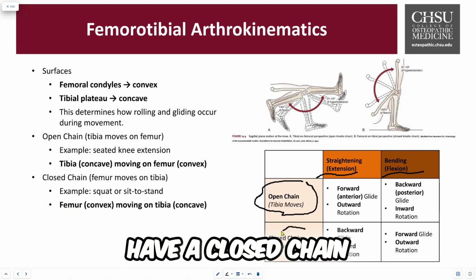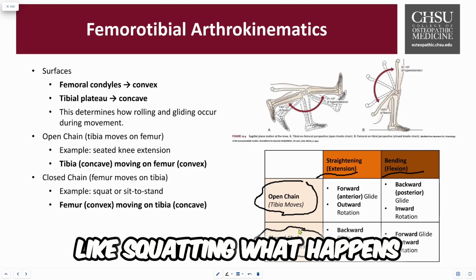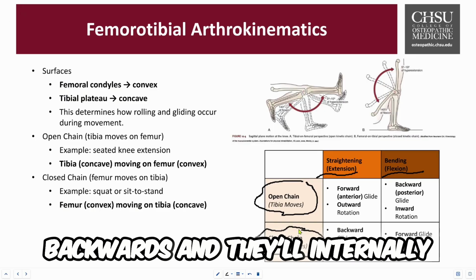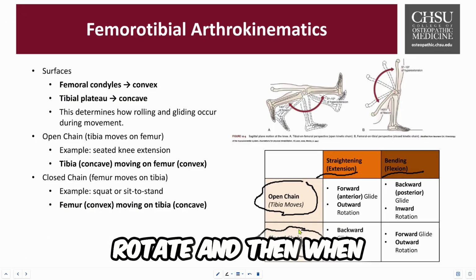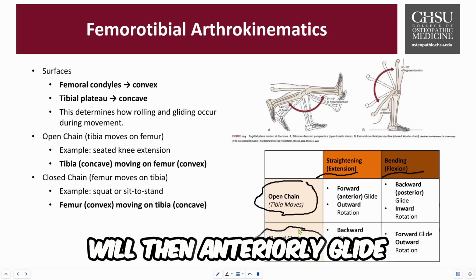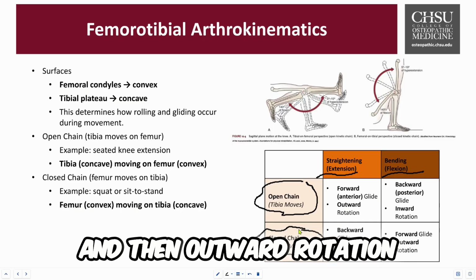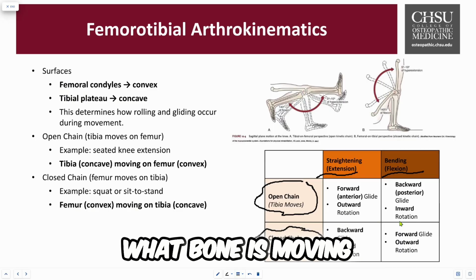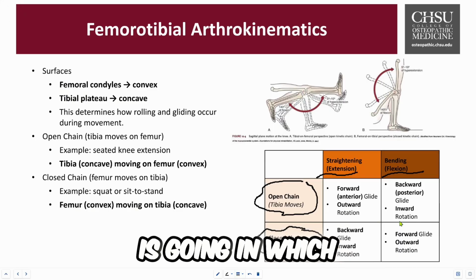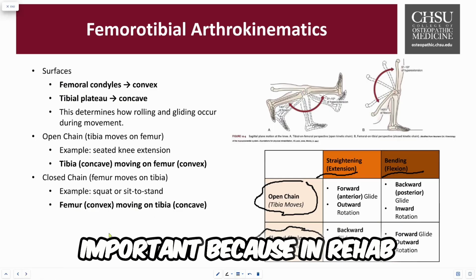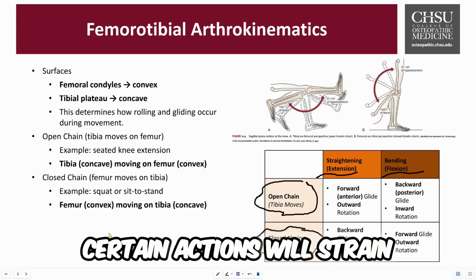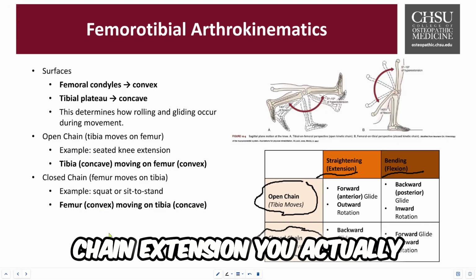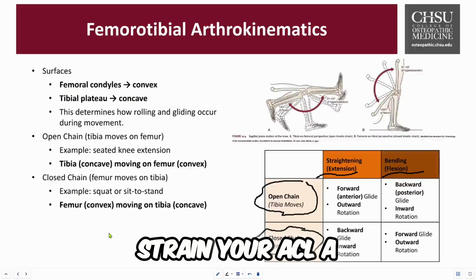And then when you have a closed chain, like squatting, what happens is during extension the femur will glide backwards and internally rotate. And then when you flex, the femur will glide anteriorly and then rotate outward. So it just flips around, and this makes it easy to understand what bone is moving and in which direction. And this is important because in rehab, certain actions will strain the ACL a little bit more. For example, in an open chain extension, you strain your ACL a little bit more.